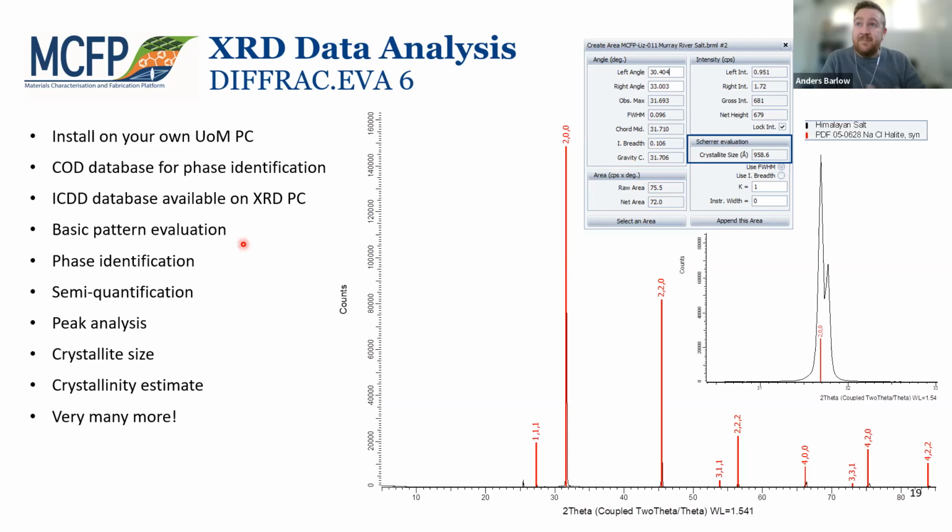It allows you to do basic evaluation, phase identification, semi-quantification, peak analysis. You can pull out your crystallite size. So this, for example, is that salt again, looking at this particular peak here, using this particular evaluation mode. You can pull out the crystallite size, for example. So that's all in DIFFRAC.EVA. Estimate the crystallinity of your material and a lot more. The software is very, very powerful as well. So EVA 6 is what we have for the routine data analysis available for you to use.